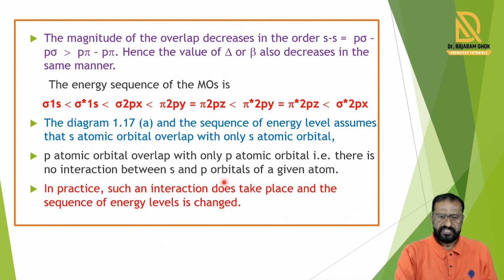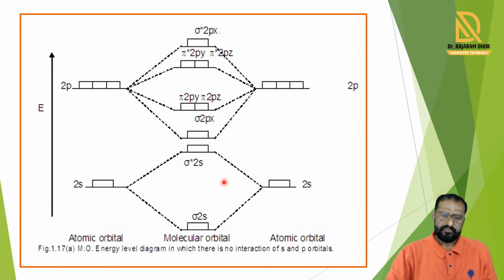Means the first diagram we have seen here, this sigma 2px is lower energy than the pi. But in case of the lithium, beryllium, boron, carbon and nitrogen, this sigma 2px acquires higher energy and pi acquires lower energy. So this is the only difference. So you remember this difference carefully.